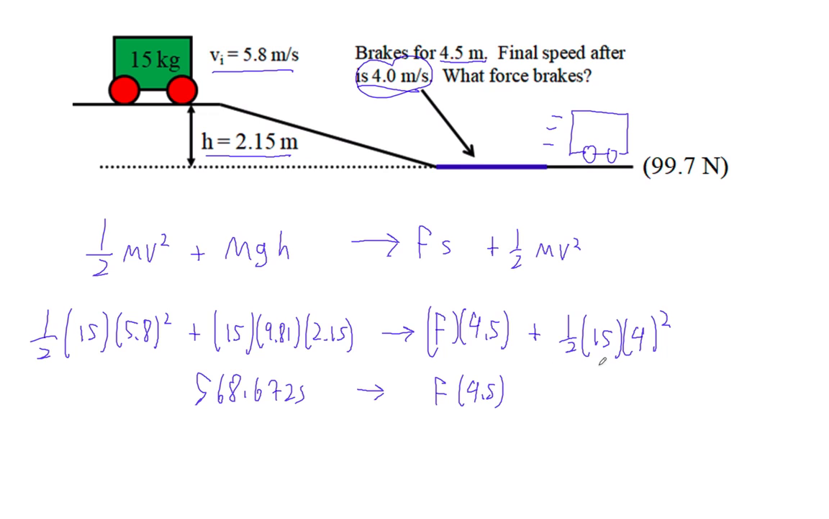And then this term here is 0.5 times 15 times 4 squared. That's 120. Right? And now we're set. Now I'm going to subtract these guys, right? So this guy minus this guy. And I get 448.6725 equals F times 4.5.